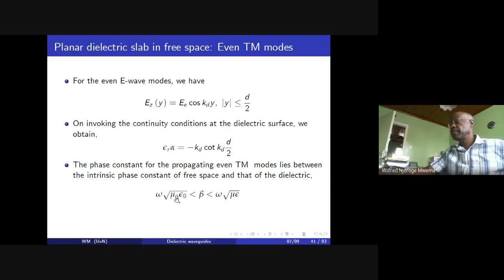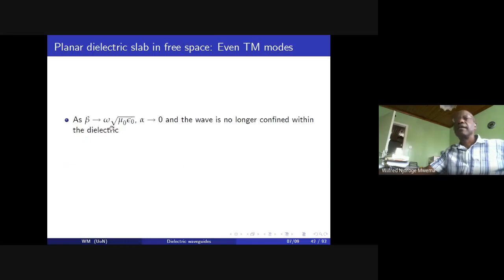And this omega multiplied by root mu naught epsilon naught, which is just k naught, must be less than beta, where beta is the phase propagation constant of the waves, and this must be less than the k of the dielectric. So as beta is made to go towards k naught, we find that alpha will tend to go to 0. If alpha is equal to 0, then the waves outside the dielectric will no longer be attenuated, and therefore they propagate. And therefore we can say that the wave will no longer be confined within the dielectric.